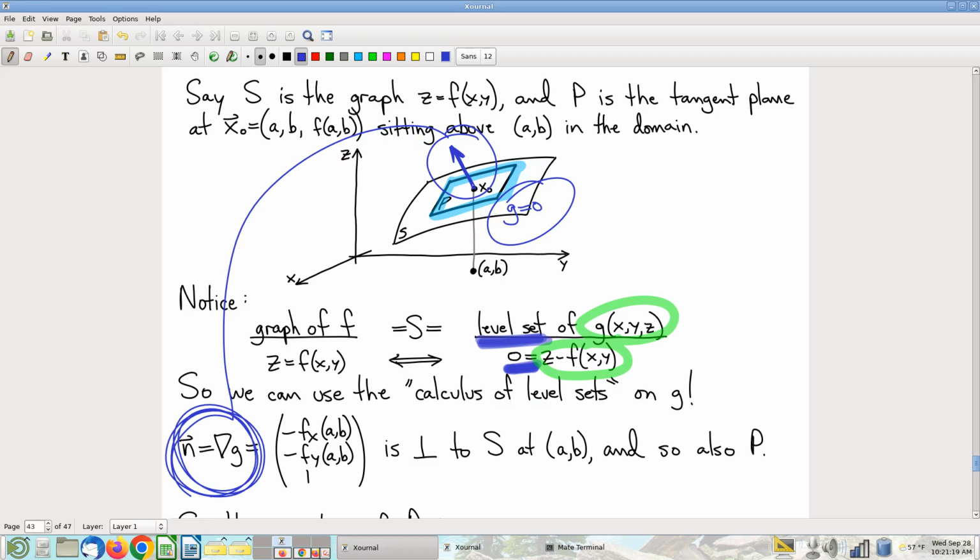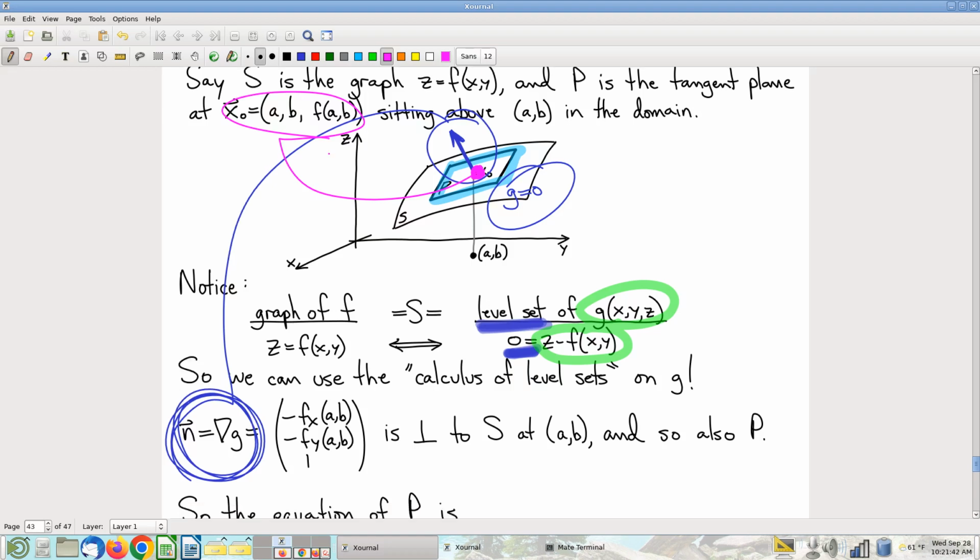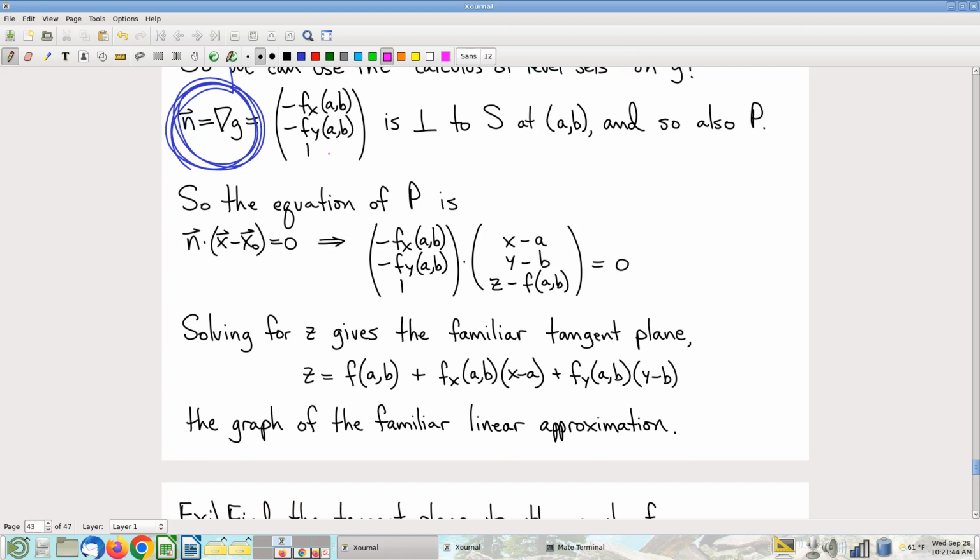It's kind of all over but the shouting at this point. There's a little bit of algebra left to be done. We just have to take that gradient. Once you know the normal vector for a plane, we also need to know the point that the plane passes through. We've already talked about that: a, comma, b, comma, f of a b. With the normal vector and the point on the plane, we are all set.